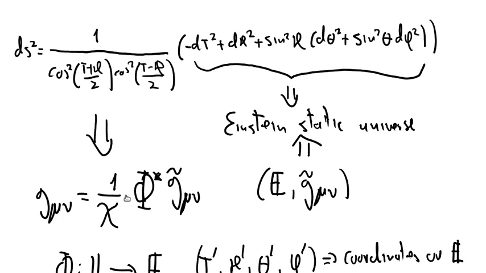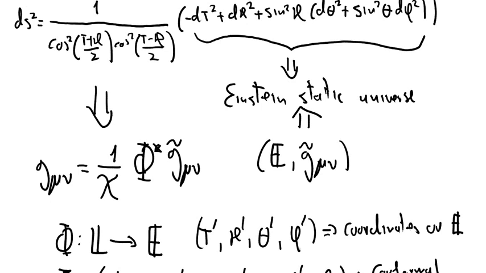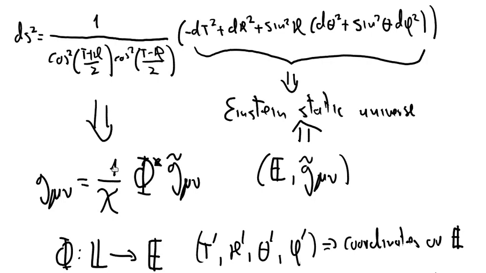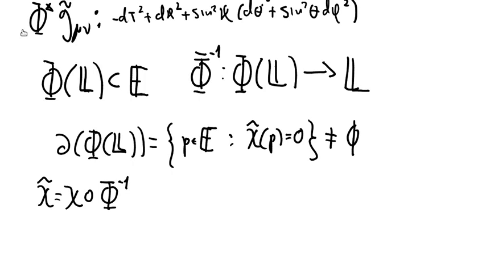We know the explicit expression of the pullback of g tilde mu nu, so we just replace this here and compare, and we realize immediately that chi is just the denominator of this quotient, and we have here the inverse of phi bar minus one. So we do the composition and we obtain the obvious result.